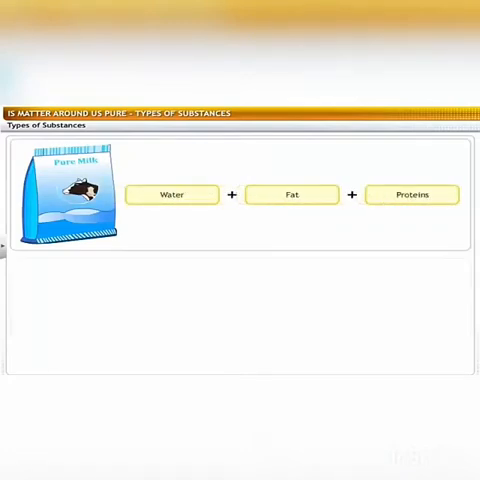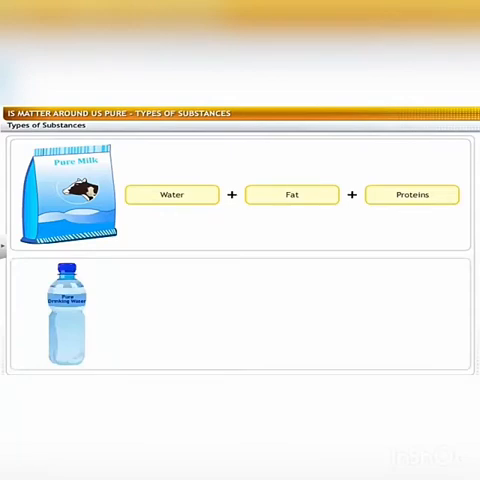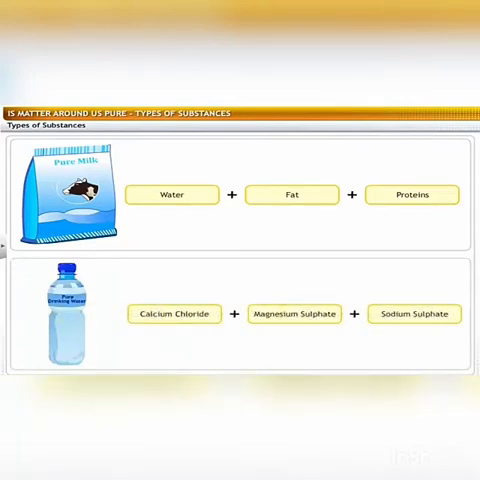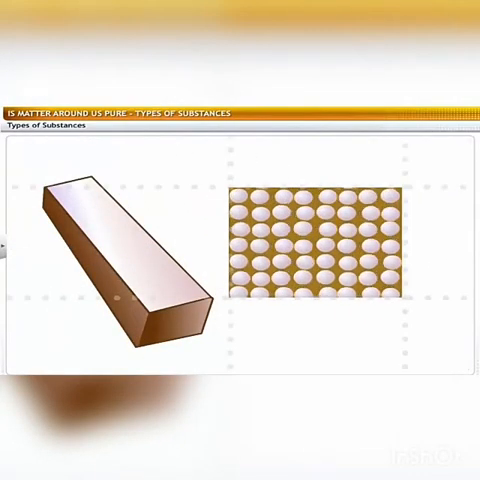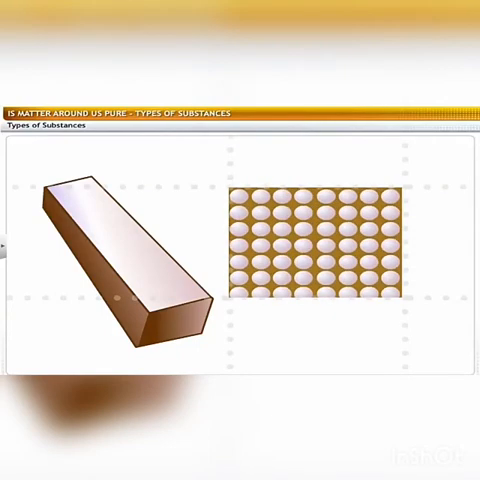For example, milk is a mixture of water, fat and proteins. Mineral water, according to the label, has calcium chloride, magnesium sulfate and sodium sulfate. If it were really pure water, in the scientific meaning of the word, it should contain only water molecules. For a chemist, the purity of a substance means the substance is made up of only one type of particle. The particles may be atoms or molecules.